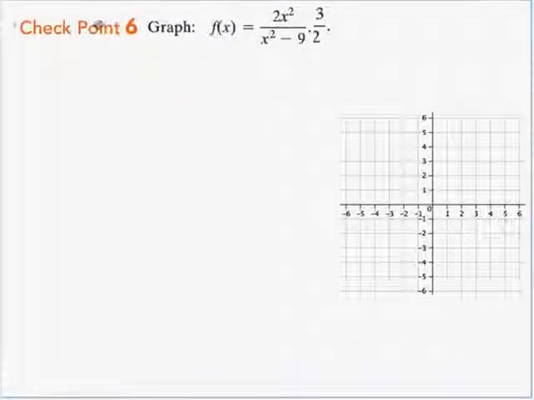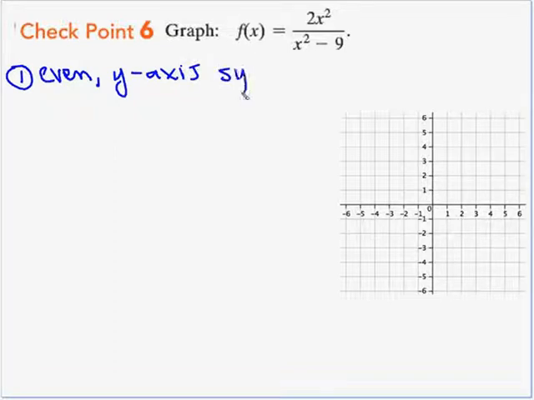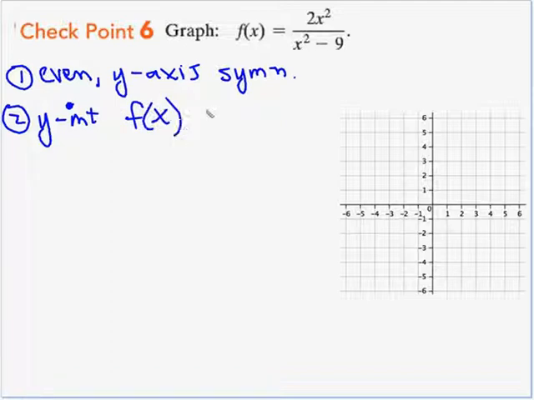Now here, the big difference is it's an even function. We have our even exponents. Constants do not mess up even symmetry. So we have even or y-axis symmetry. Two, y-intercept. If I plug a 0 in for all x's, I'll get 0 over -9, or 0. Three, my x-intercept. If I set my numerator equal to 0, I also get a 0. So I'm going through the origin.